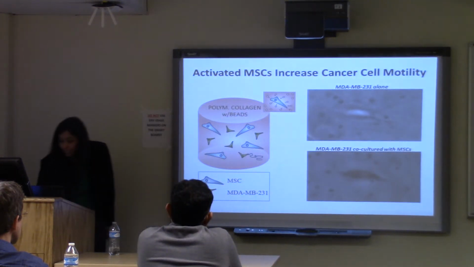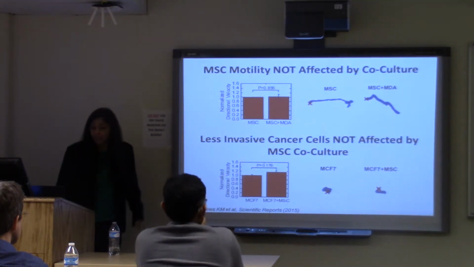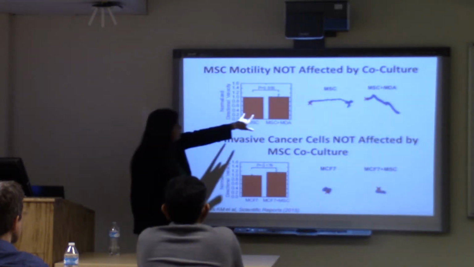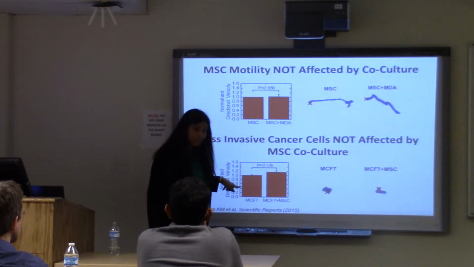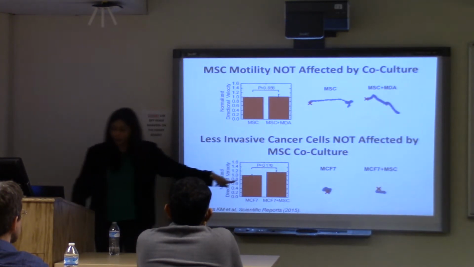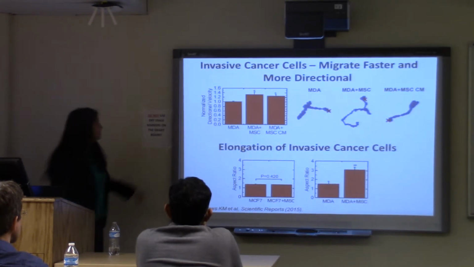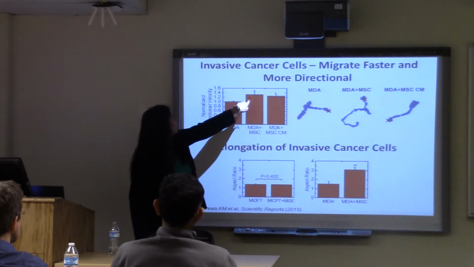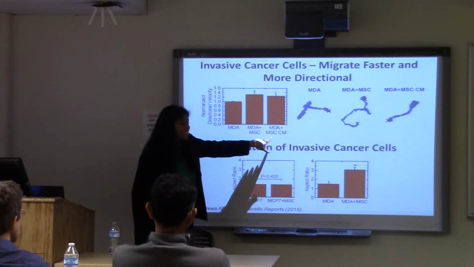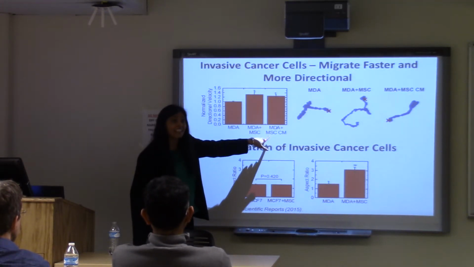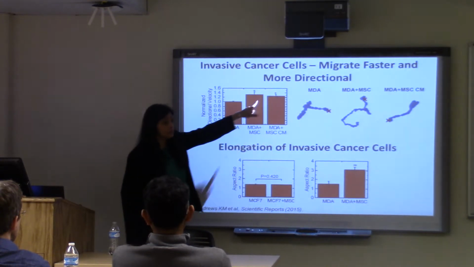And if we look at this quantitatively, for the stem cell behavior, there's no change in migration of the actual stem cell. If it's a non-invasive cancer cell, there's no change in migration again. But if it's an invasive cancer cell, we get higher, and this is the directional velocity measurement. And if we use MSC conditioned media instead of adding an MSC, we mimic that.